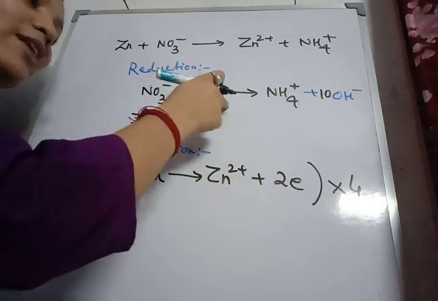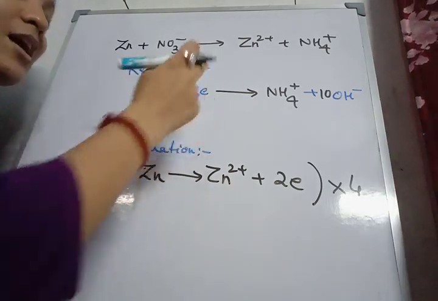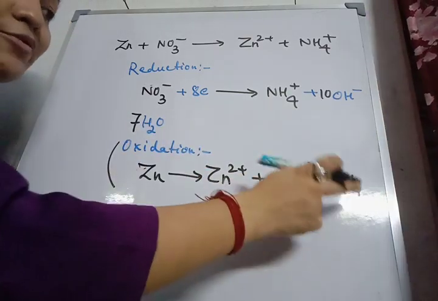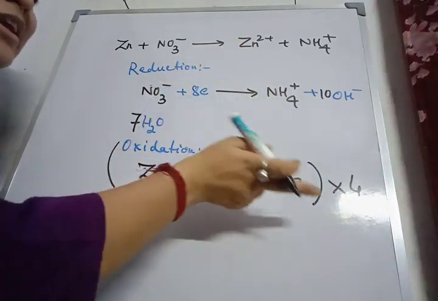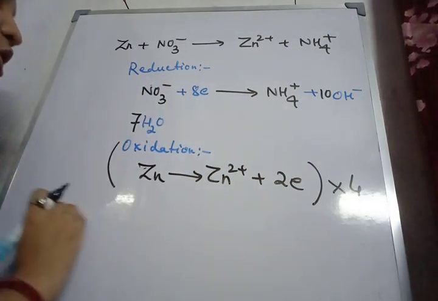First of all, we are going to balance these two equations. Reduction half reaction is balanced, then oxidation half reaction is balanced. Now I will be multiplying oxidation half reaction by 4 so that the total number of electrons in both the reactions is 8. Now I am going to give you the overall equation.